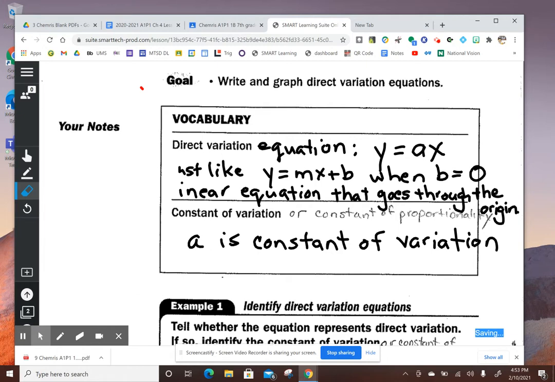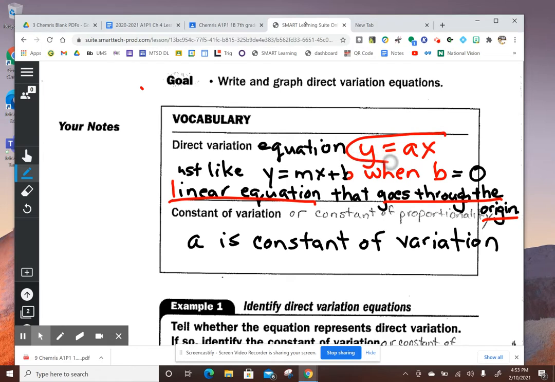Okay, so let's just review the important points. Y equals ax is a direct variation equation, as is y equals mx plus b when b equals 0. So it's a linear equation that goes through the origin. Now, when it's in the form of y equals ax, a is what we call the constant of variation. It's the same as the slope when b equals 0.